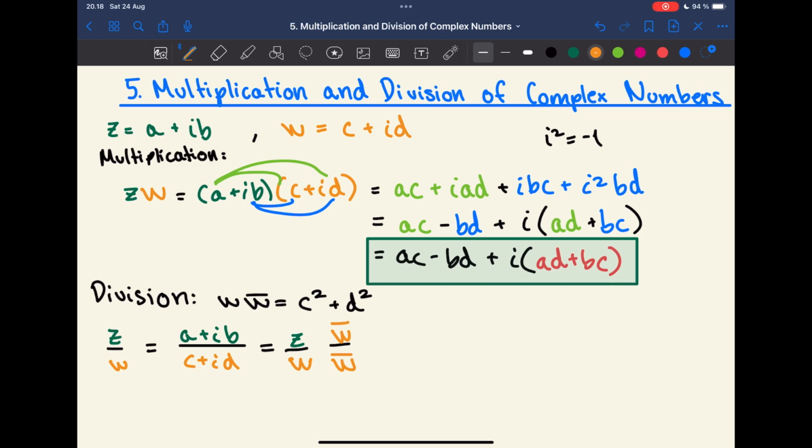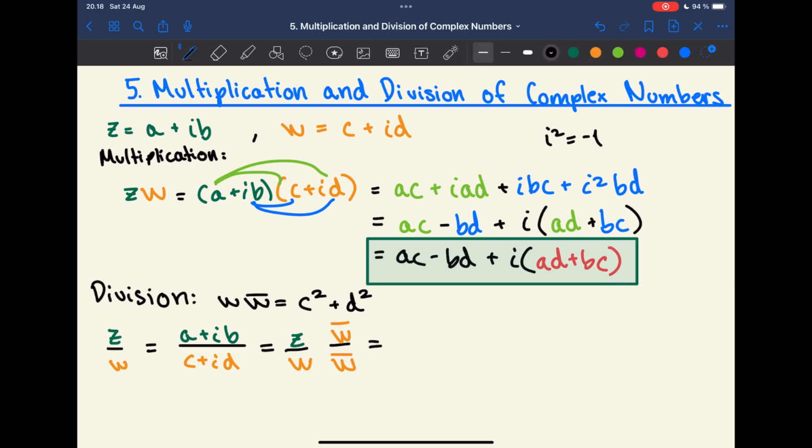That is just like saying, if you have 4 and you multiply it by 7 divided by 7, that is simply still 4, because this is just 1. In the same way, this is simply 1. So we're allowed to do this; it wouldn't change anything.